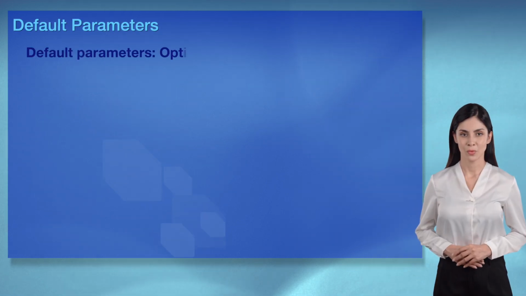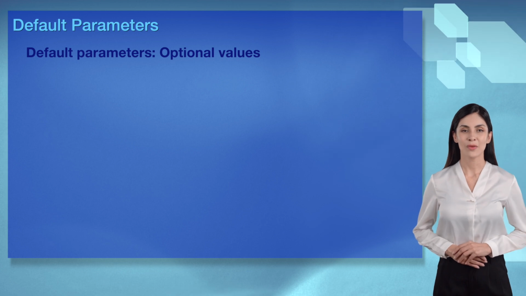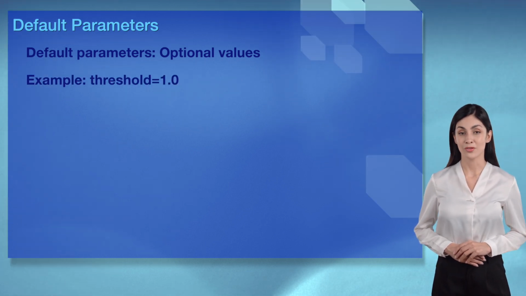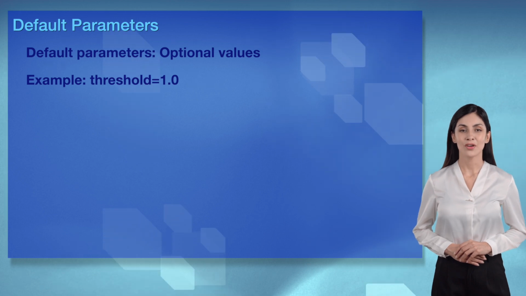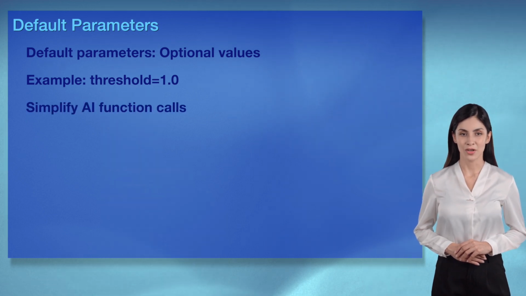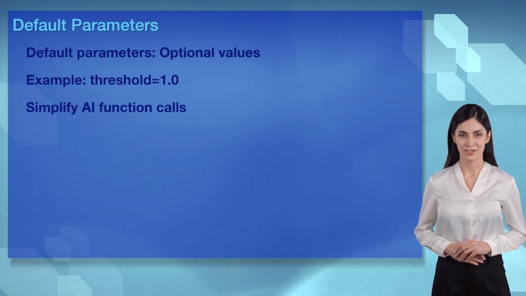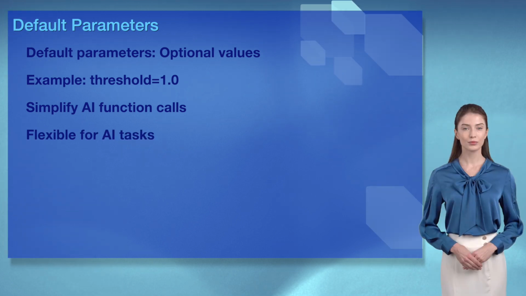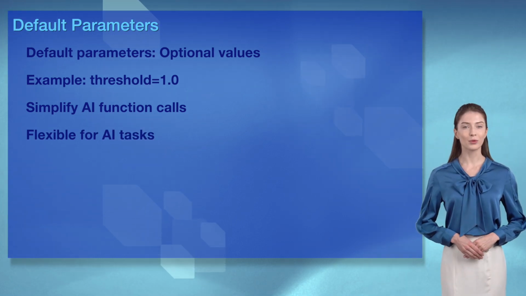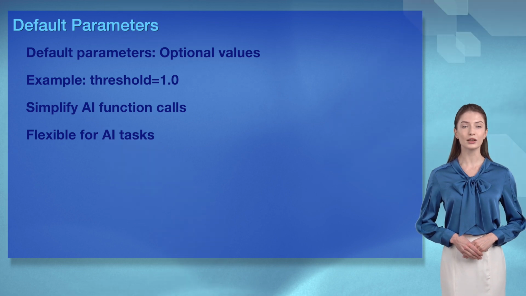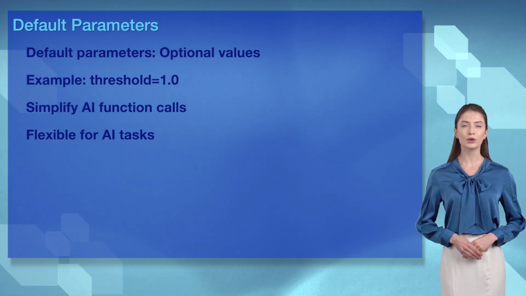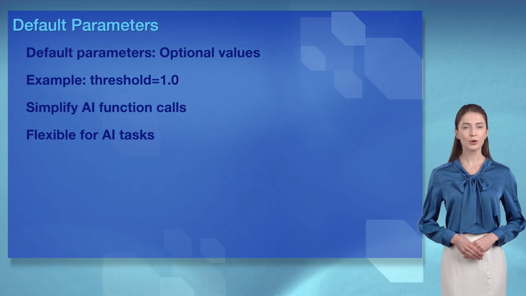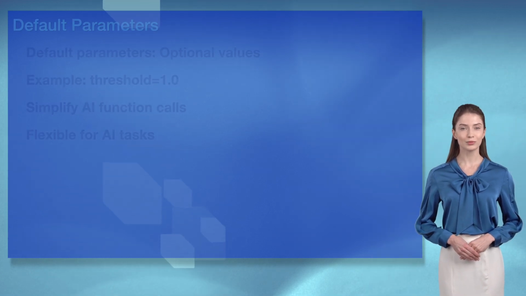Wizards, default parameters let functions work without arguments, like def process_features(data, threshold=1.0). If you call process_features(data), it uses threshold 1.0 automatically. This is perfect for AI functions with optional settings. Defaults make functions user-friendly, wizards. In AI, you can set default thresholds for data processing, making your code flexible. We'll use defaults in our demo to simplify AI workflows.